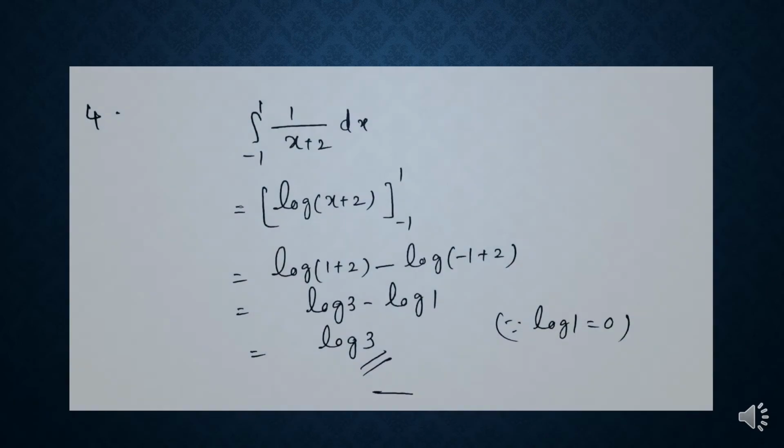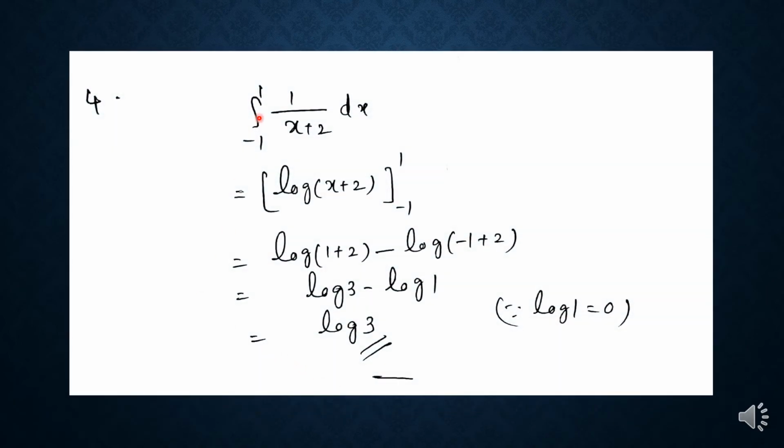To the next problem, integral from minus 1 to 1 of 1 by x plus 2 dx. We know that integral 1 by x dx is log x. So here we have integral 1 by x plus 2 dx, that is log of x plus 2 from minus 1 to 1. Then apply the upper limit at first, that is log of 1 plus 2, minus log of, this time put the lower limit x is equal to minus 1, log of minus 1 plus 2, that is log of 1 plus 2 means log 3 minus log of minus 1 plus 2 means log 1.